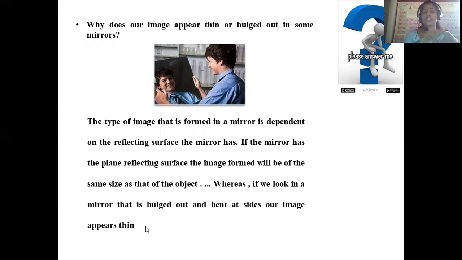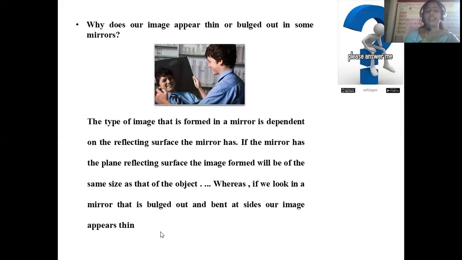thin. So just now we discussed the convex mirror. What happens in a convex mirror? It is bulged outside, so curvature is there, and whatever light comes on it will be diverged, and you can observe a thin image on it. On a plane surface, you can observe the image as it is. The bulged surface is nothing but a convex mirror, and on that you can observe a smaller image of the original object.